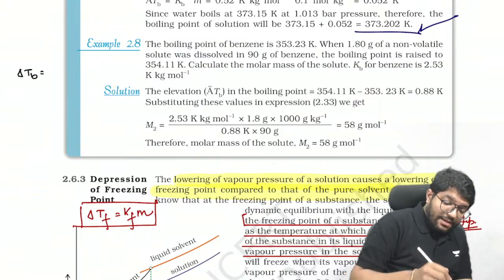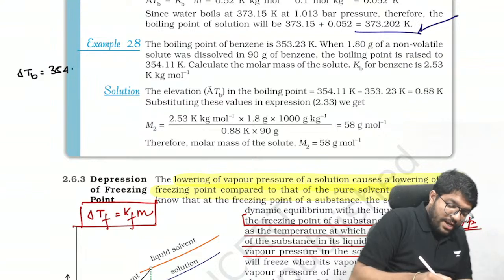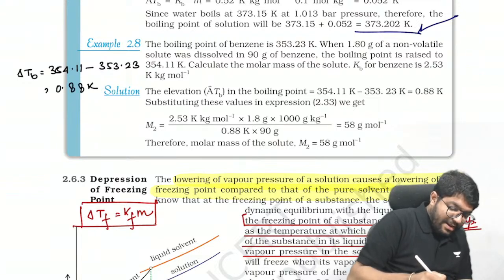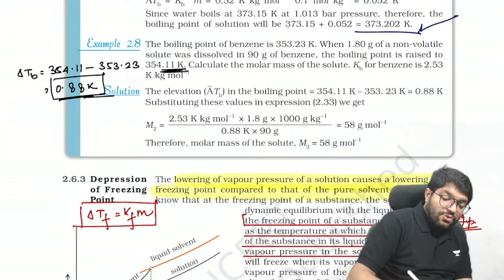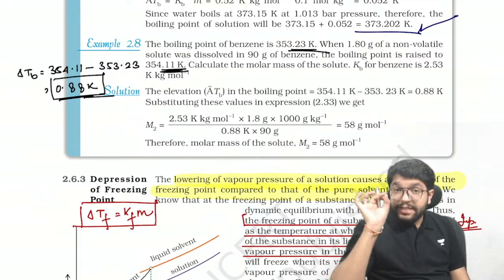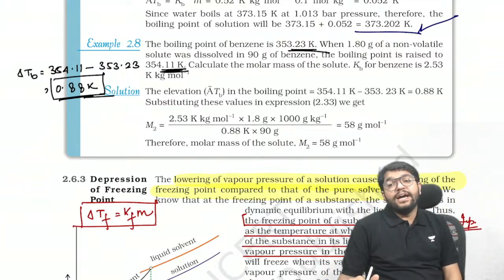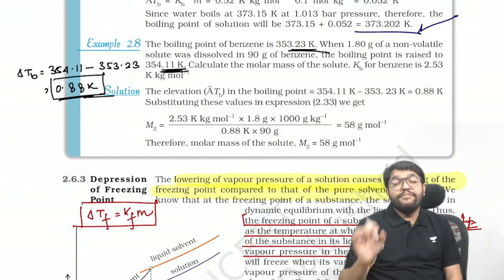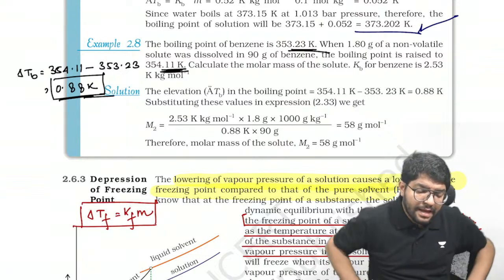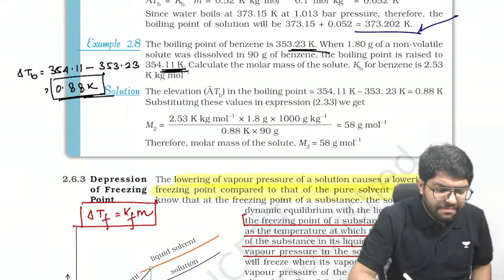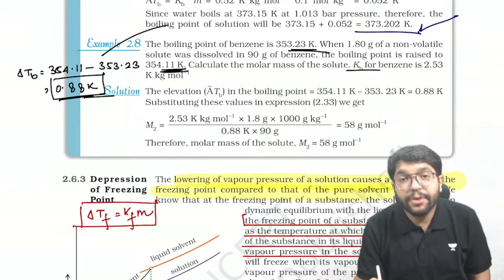What should I say? 354.11 minus 353.23, that is 0.88 Kelvin. Again, since both are in Kelvin, I have taken it in Kelvin, but the gap remains the same, either we are in Kelvin or we are in Celsius. Very, very important. Right, sir? Great, sir. And then KB is given to you, and then simply put the value and get the boiling point. Correct? Then the third concept.